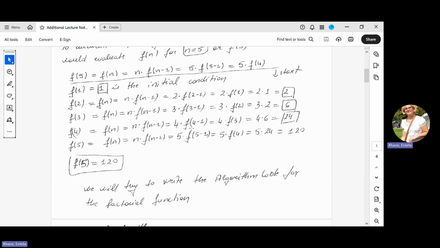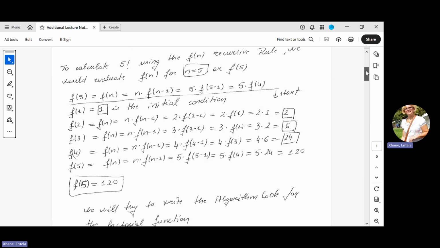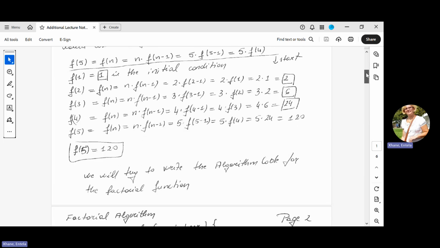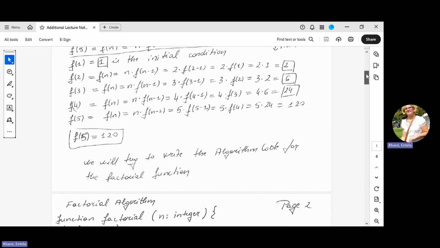So f of 4 is going to be 4, that represents the value of n, times f of 3. So that's 4 times 6, which is 24. And finally, this is what we are looking for. Remember, f of 5 is indeed the 5 factorial. That's the value of n, 5, times the value of the previous term, which is f of 4. So 5 times 24, 120. And that is indeed the value of 5 factorial, so represented in the form of a piecewise function known as the factorial function, f of 5 is 120.